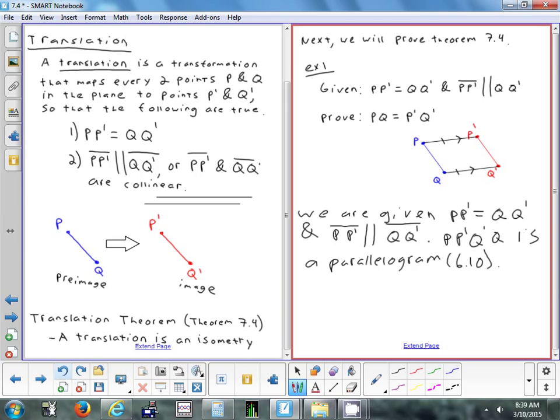Okay, what does that tell us? If that shape is a parallelogram, what else do we know?